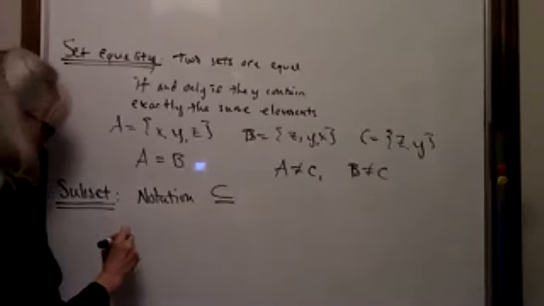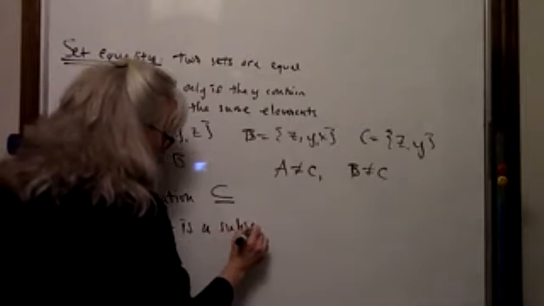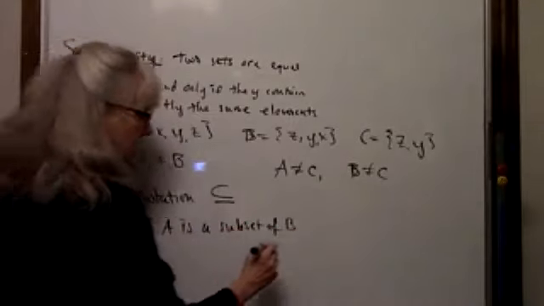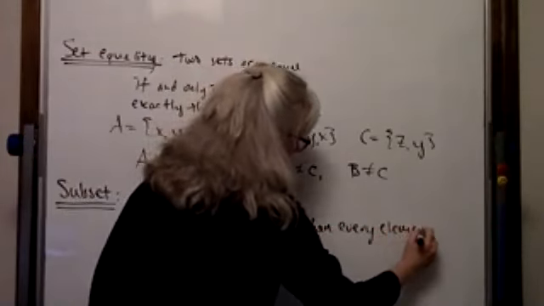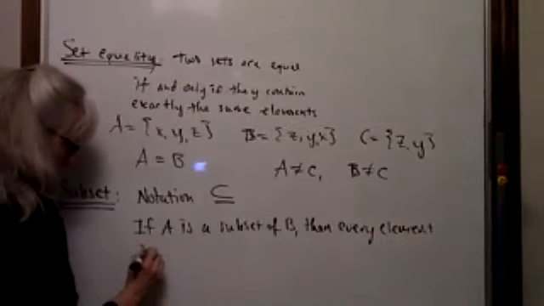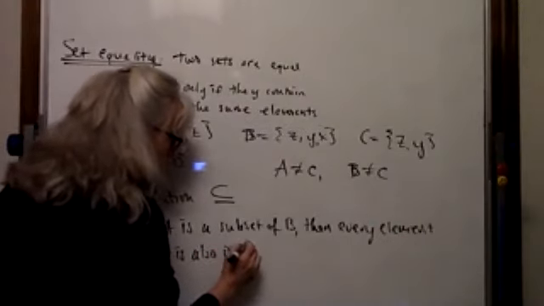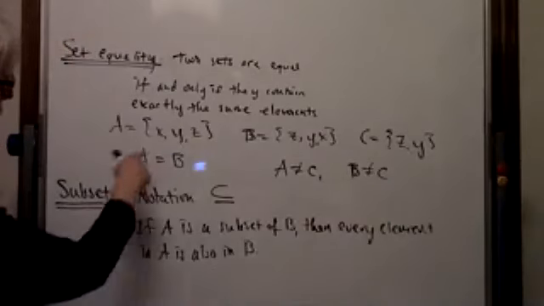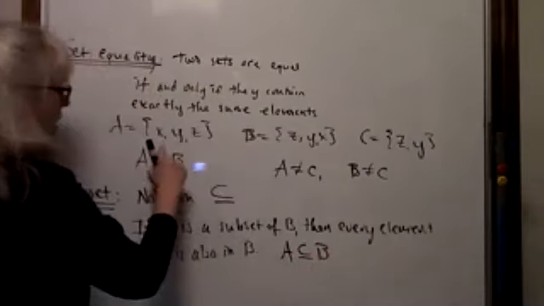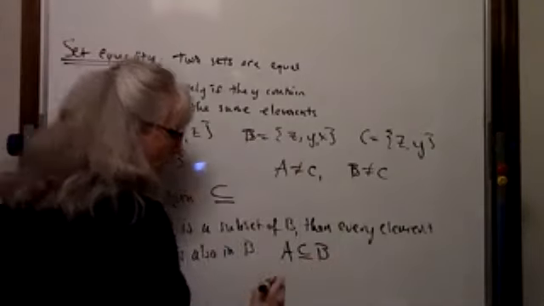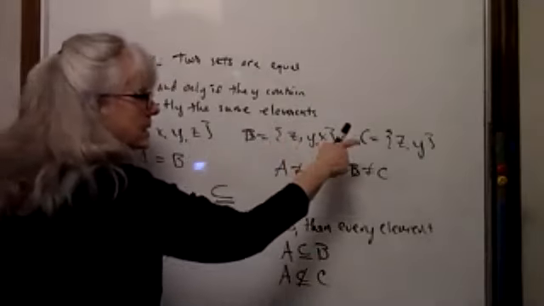And it simply says that if A is a subset of B, then every element in A is also in B. So every element in A is also in B. So for the example on the board already, we can say that A is a subset of B because every element of A is in B. A is not a subset of C because A contains elements that are not in C.